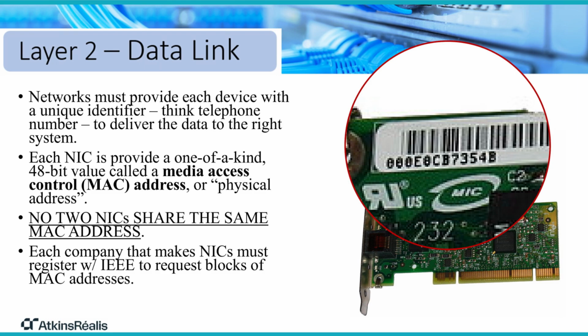It's a 48-bit value, so 48 ones and zeros long. And critically, this address is literally imprinted on the NIC circuit board when it's made. So it's permanent. It is a permanent fixed identifier. 48 ones and zeros. That sounds like a nightmare to try and read. How do we actually see it?